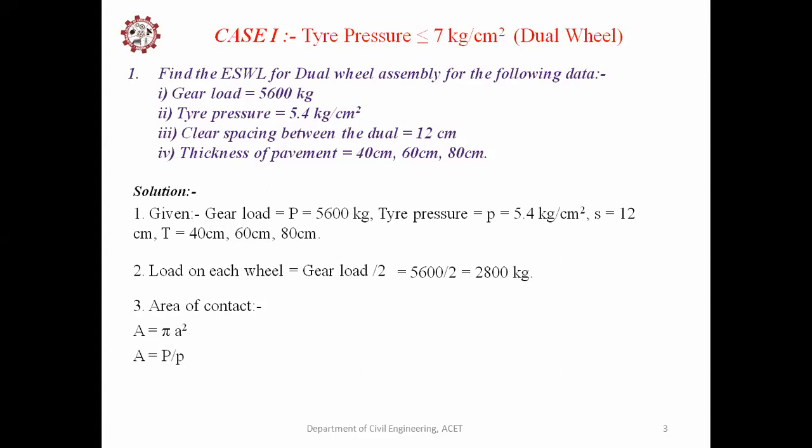So area is given by load on each gear divided by tire pressure. So load on each gear, we have calculated 2800 divided by 5.4, which is giving you the answer 518.51 centimeter square. Then substituting in above formula A equals pi a square, you are getting the answer for small a, which is 12.85 centimeter, and small a is nothing but the radius of contact.